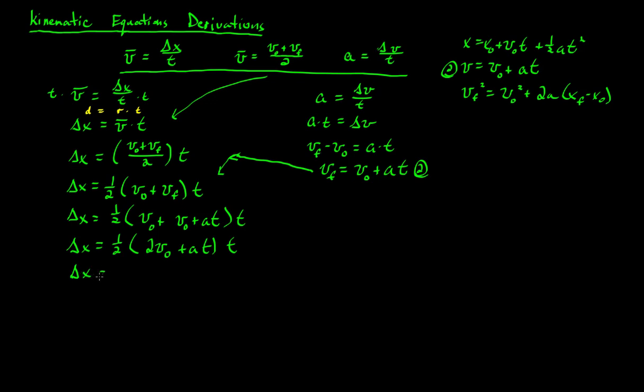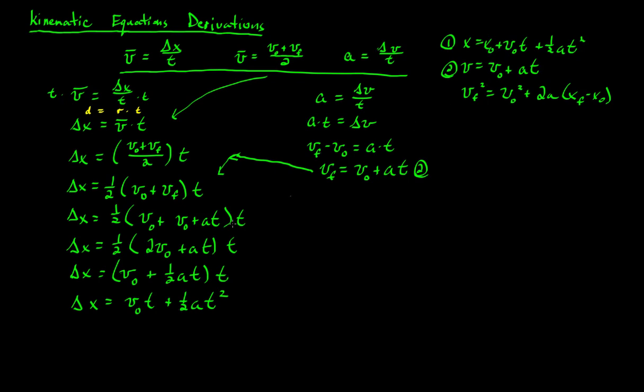So the displacement is multiplying across, half of 2 is 1, so we get v naught plus 1/2 at and everything times t. And then I distribute the t inside. I get the displacement is v naught t plus 1/2 of the acceleration times t squared. So we're almost to this one. So that's equation number 1.